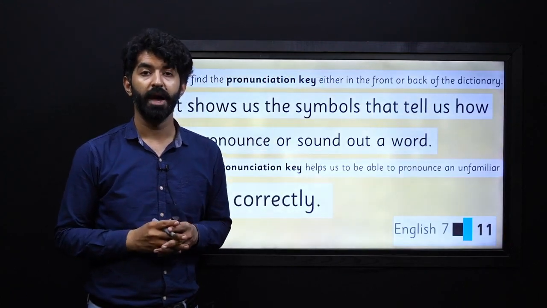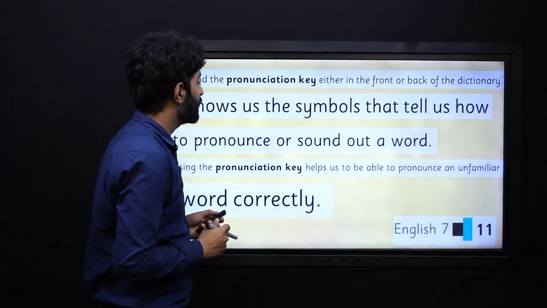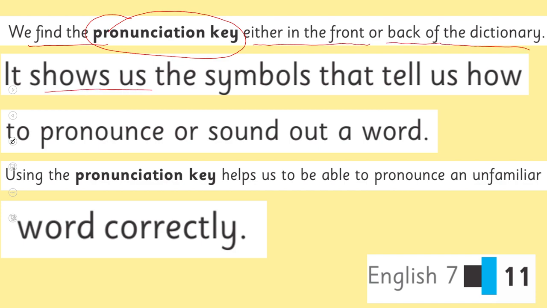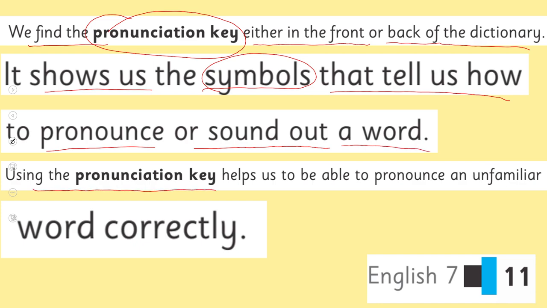Now, my curious learners, let's read the next slide. We find the pronunciation key either in the front or back of the dictionary. It shows us the symbols that tell us how to pronounce or sound out a word. Using the pronunciation key helps us to be able to pronounce an unfamiliar word correctly.